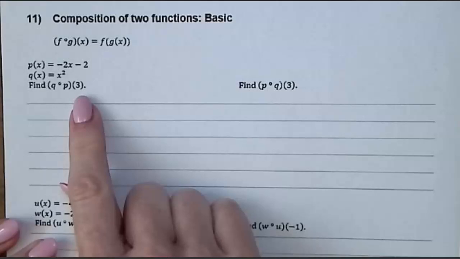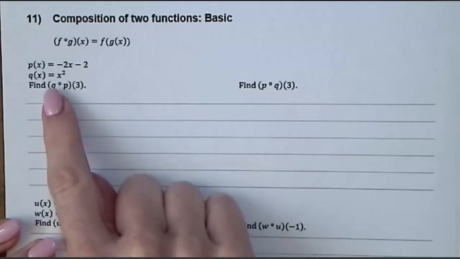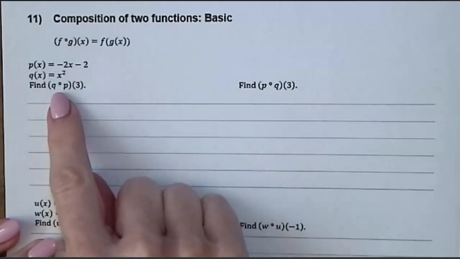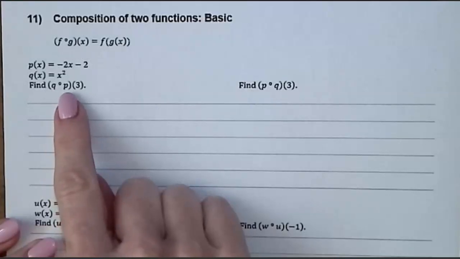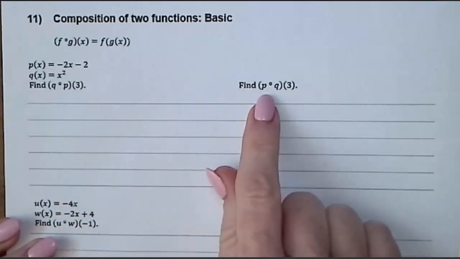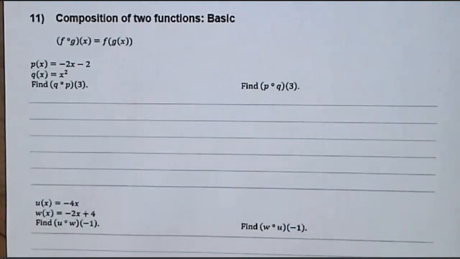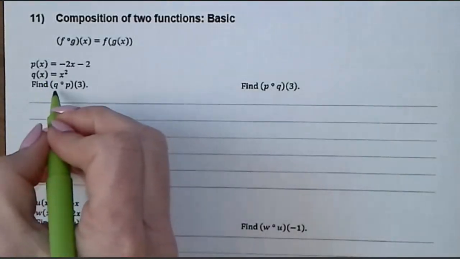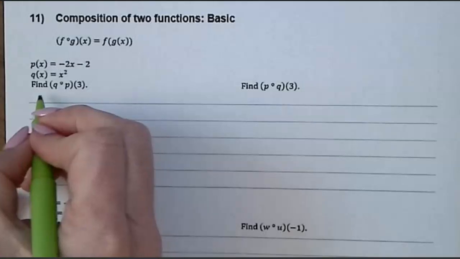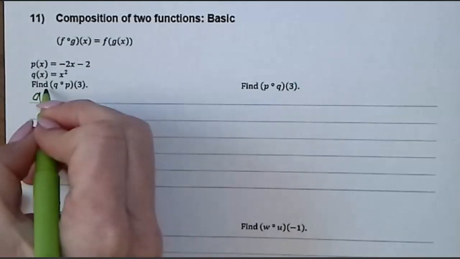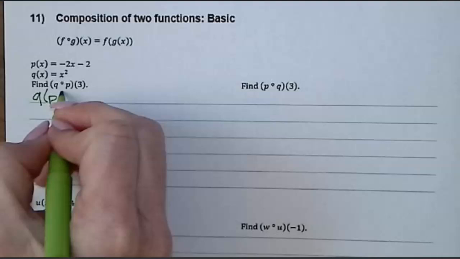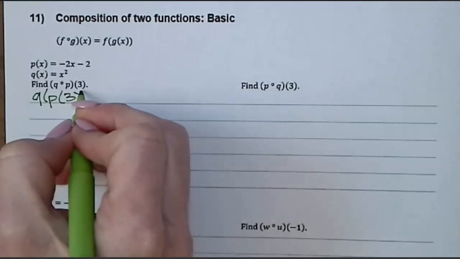So for these questions, we're going to go two directions. So notice we have P and Q. So this is Q of P of 3. This one is P of Q of 3. So we're going to go ahead and rewrite it, and we're going to start in the middle, right? On the inside. So Q of P of 3 is the same thing as Q of P of 3.